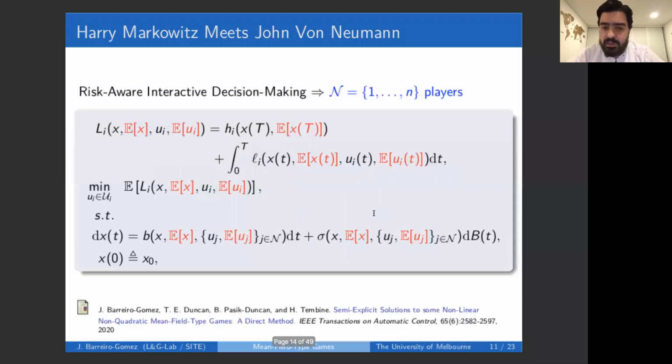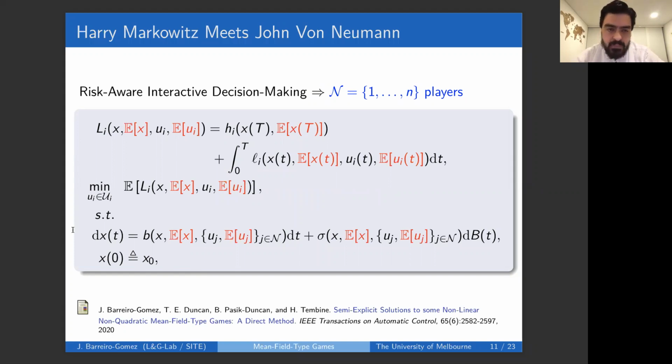So this is a problem statement for the game case now. I have here the mean field terms expressed as the expected value of the system states and also the control inputs. And then we have here that in the drift and in the diffusion terms, all the players are affecting the evolution of the system state.